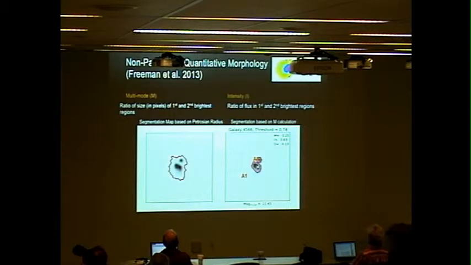So this diagram here shows a galaxy, outlined by what we would say is the galaxy from its segmentation map. And on the right, this same galaxy is outlined by the regions that this M statistic would say are the brightest region and the second brightest region. Based on the sizes of these, it determines what multimode is. So multimode is a good way of determining 2 bright knots and can show merger remnants. Then there's also intensity, which is the ratio of flux in these 2 brightest regions. It goes hand in hand with the M statistic, and they're similar.